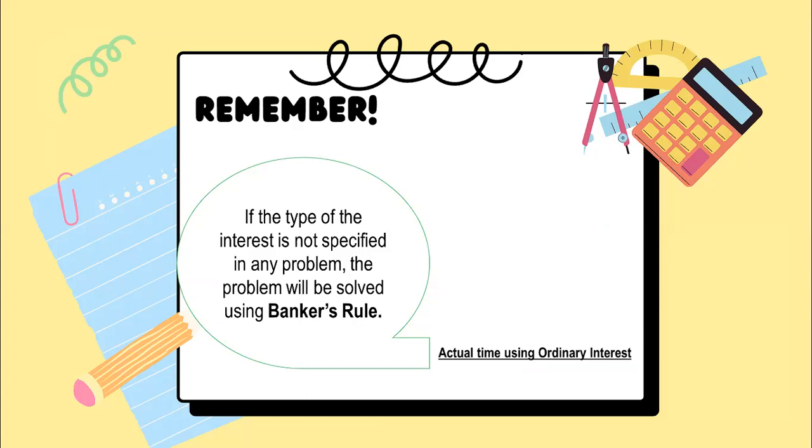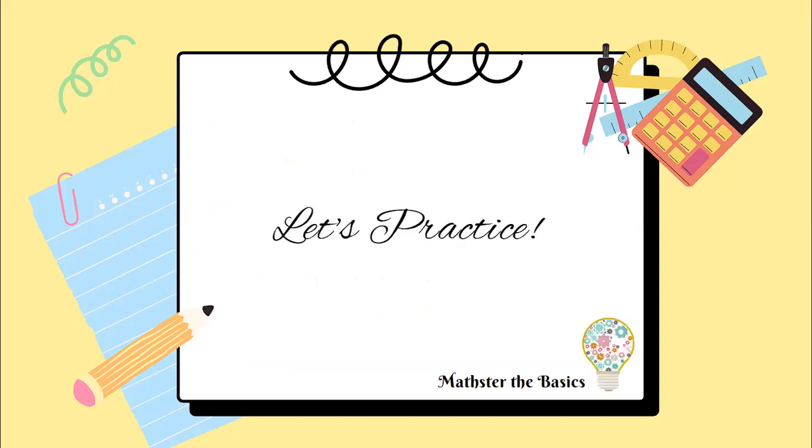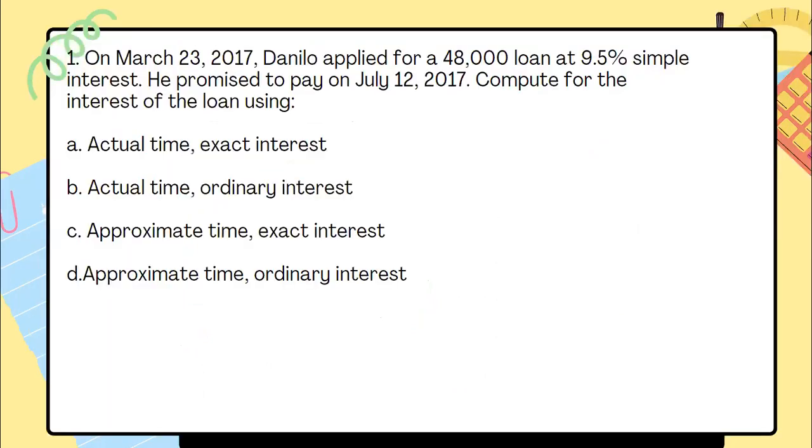So again, apply this if nothing is indicated in the problem about which time period and which type of interest to use. Okay? I hope that is clear. Now let's proceed with examples. Example number 1: on March 23, 2017, Danilo applied for a 48,000 loan at 9.5% simple interest. He promised to pay on July 12, 2017.